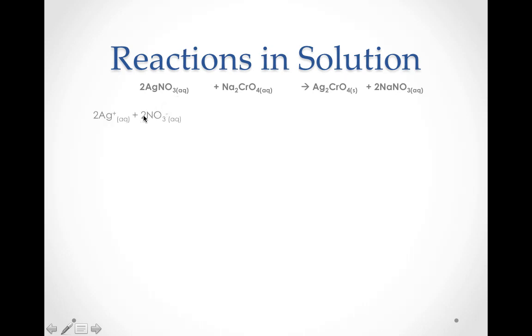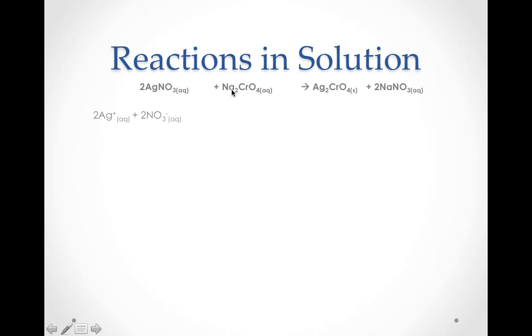So underneath here, if we look at AgNO3, okay, that's going to break apart into 2Ag+(aq) plus 2NO3-(aq). Okay, all we're doing is writing this in the dissociated form. We're putting 2 as our coefficients here because based on our balanced equation, we have a coefficient of 2 in front. Okay, we're going to do the same thing for sodium chromate.